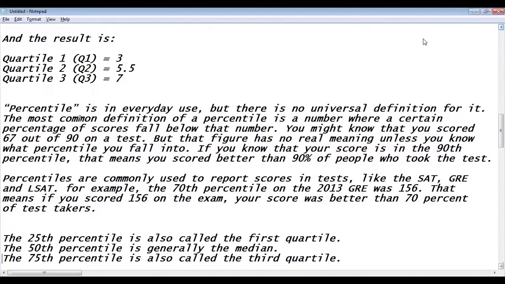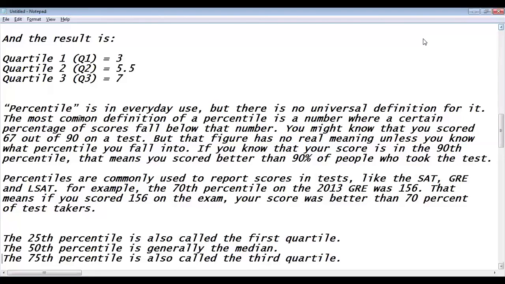You might know that you scored 67 out of 90 on a test. Your score is 67 out of 90, but that figure has no real meaning unless you know what percentile you fall into. So to which category you fall. Are you better than 50% of the students? Are you better than 70% of the students? Are you better than 80% of the students? When you know this information, it is much more useful.